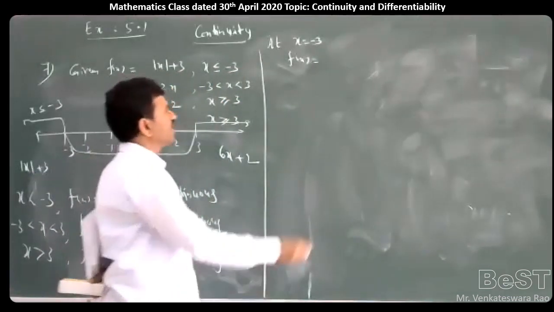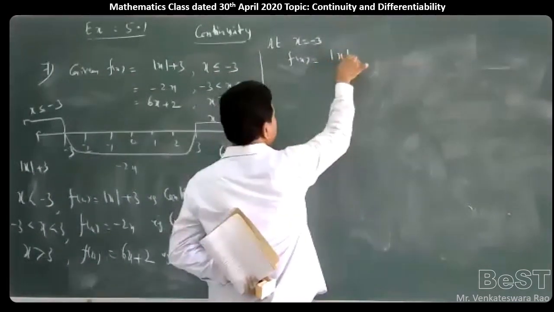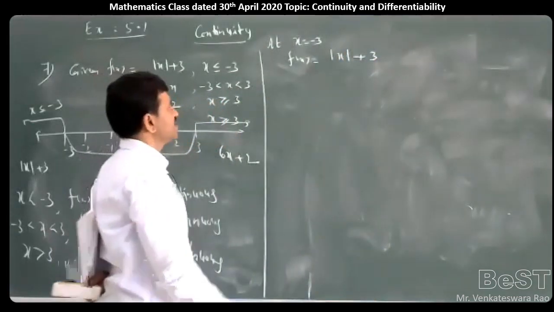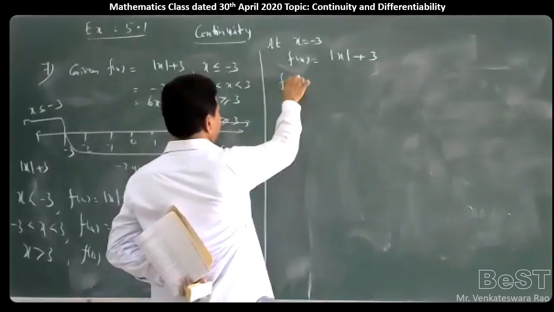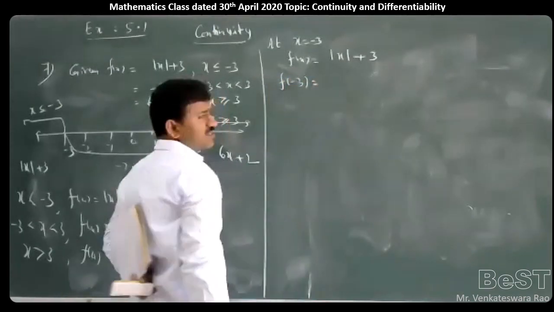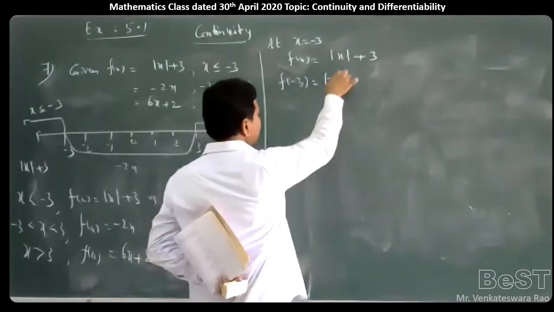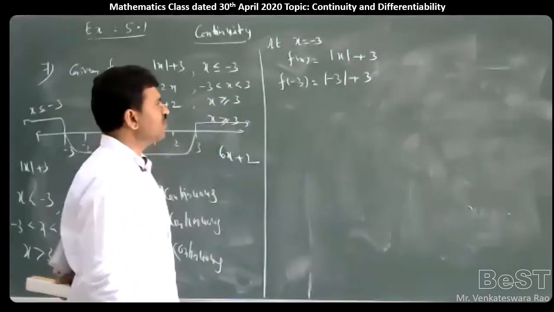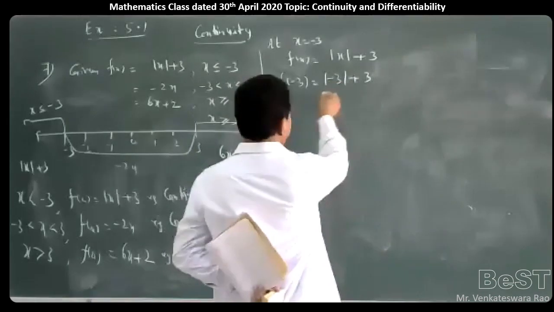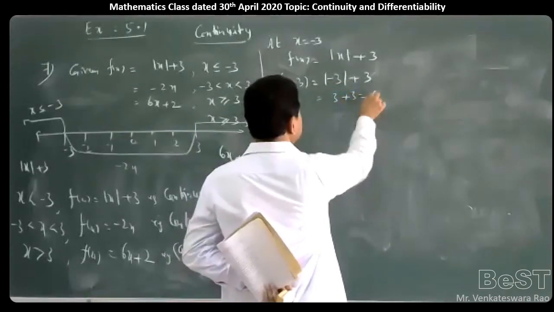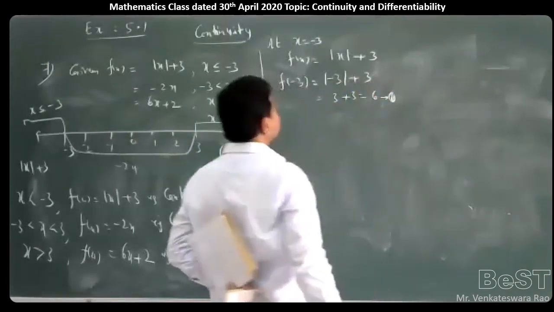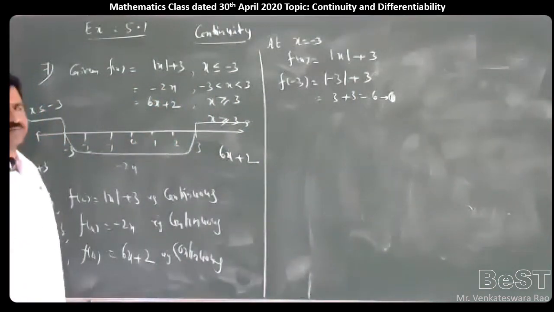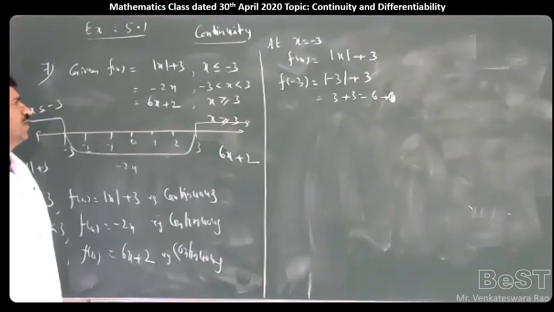Which function do we have to take? Mod x plus 3. Find the f of minus 3, the function value first. Mod of minus 3 plus 3. Mod of minus 3 value is always 3. 3 plus 3, it is 6. Let it be equation 1. F of minus 3 value is 6. Function value 6.